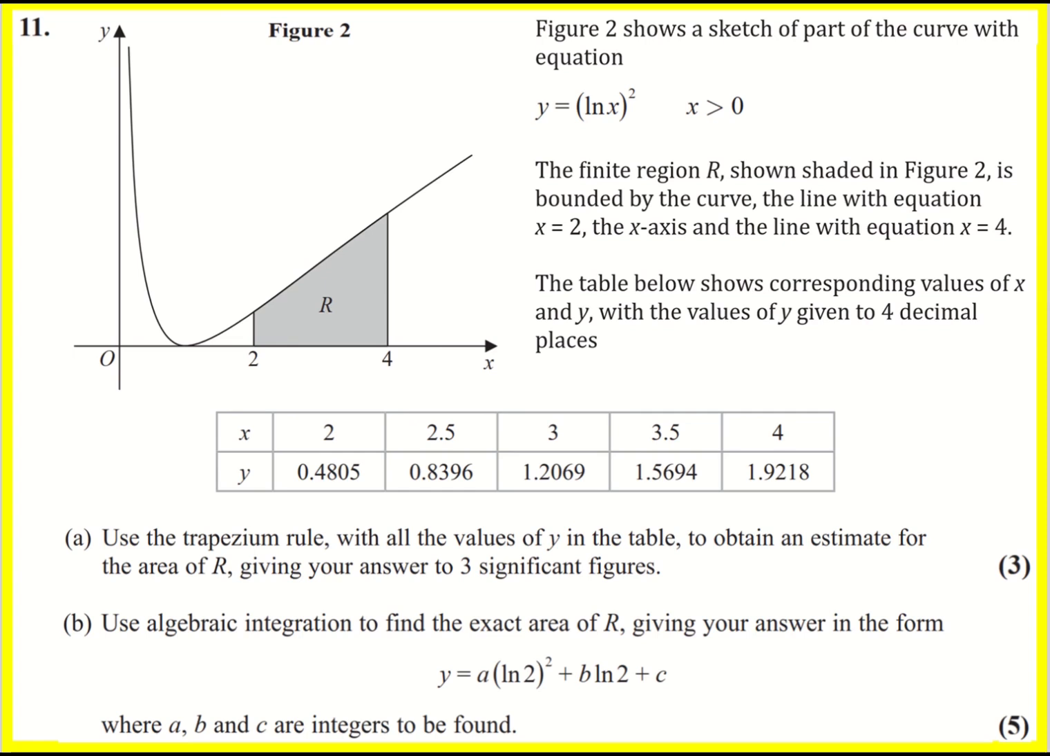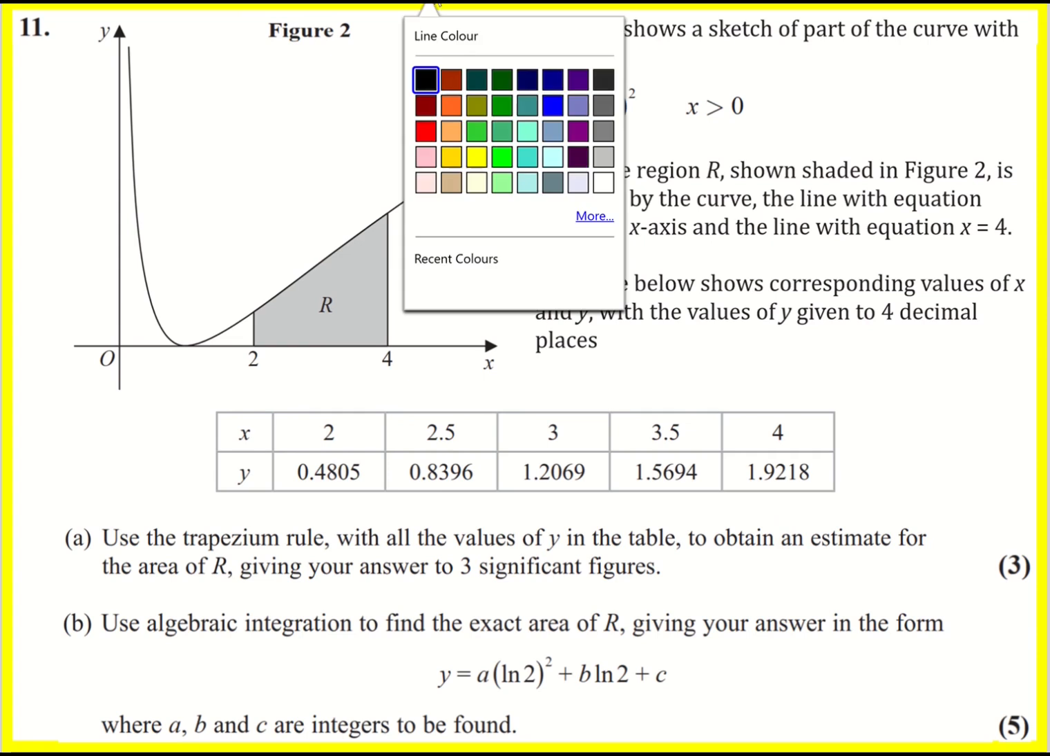curve and the x-axis. And then we're given a table showing corresponding values of x and y, with the value of y given to 4 decimal places. We're asked to use the trapezium rule with all the values of y in the table to obtain an estimate for the area of R, giving our answer to 3 significant figures.